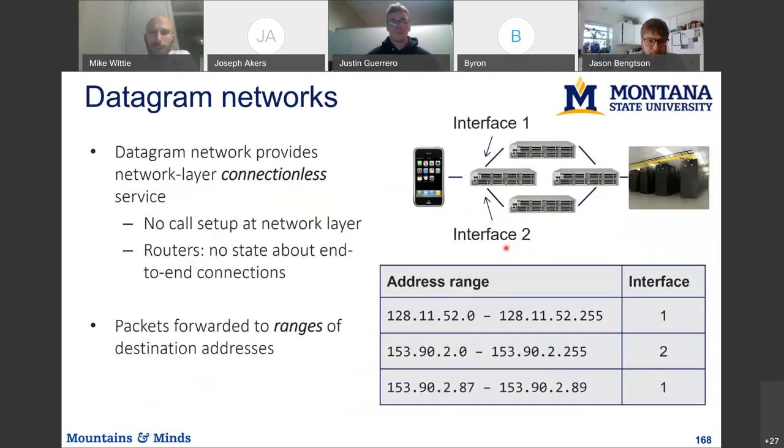Okay, so when we talk about datagram networks or forwarding packets, we want to set it up in a way that the network layer is a connectionless service, meaning that the router does not maintain per flow state. There is no end-to-end connection being set up that corresponds to a flow going through a network.